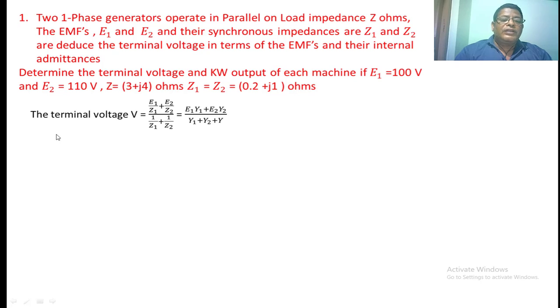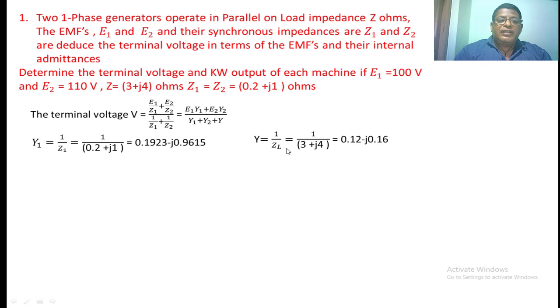This is the formula to find the terminal voltage in terms of the induced voltage in the alternators as well as the internal impedance of each generator: E1 by Z1 plus E2 by Z2 divided by 1 by Z1 plus 1 by Z2. 1 by Z1 you can write as Y1, nothing but admittance. In the same manner, E1 Y1 plus E2 Y2 divided by Y1 plus Y2 plus Y, where Y is nothing but the load admittance.